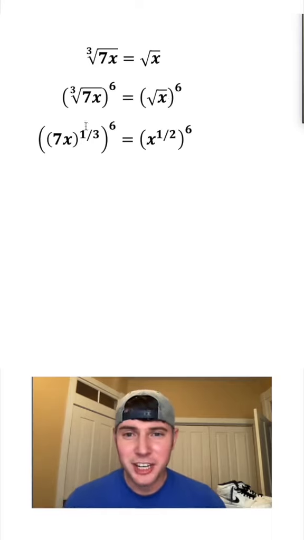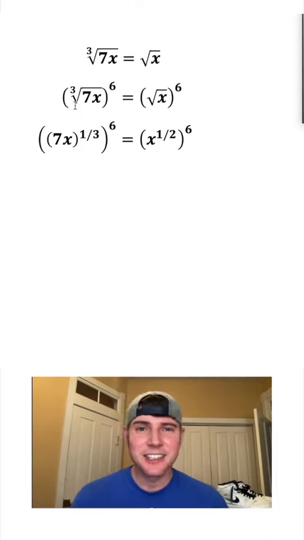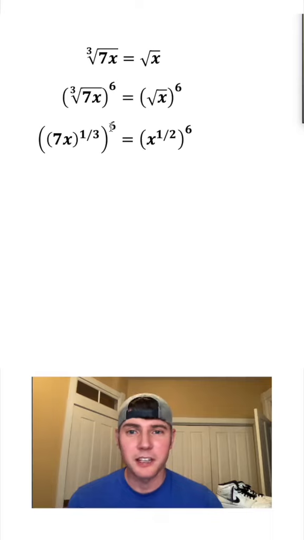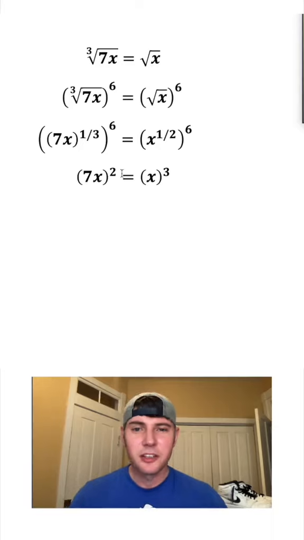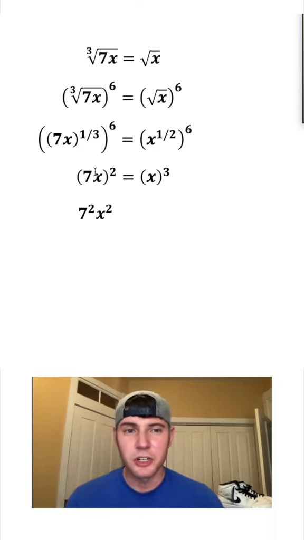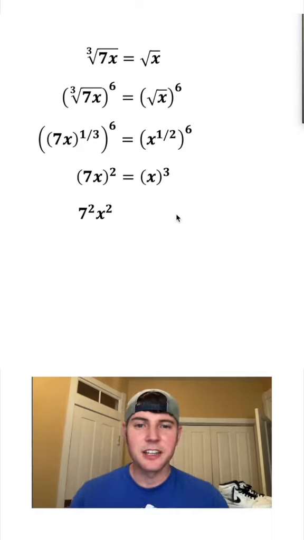If you ever have a fraction as an exponent, the denominator is the index of the root. So when we do exponent to the power of an exponent, we multiply these exponents. So 1/3 times 6 is 2, and 1/2 times 6 is 3. So this 2 gets distributed to both the 7 and to the x squared. And yes, it does get distributed. You can say distribution when you're talking about exponents. And then on this side, it's just going to be x cubed.